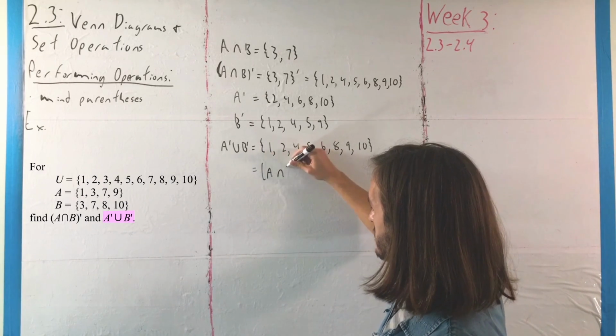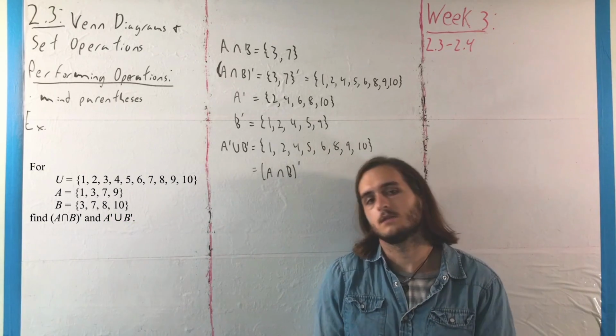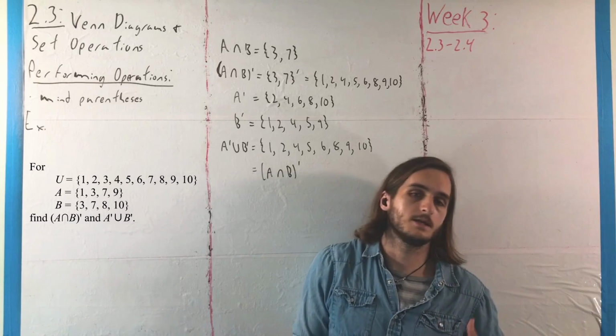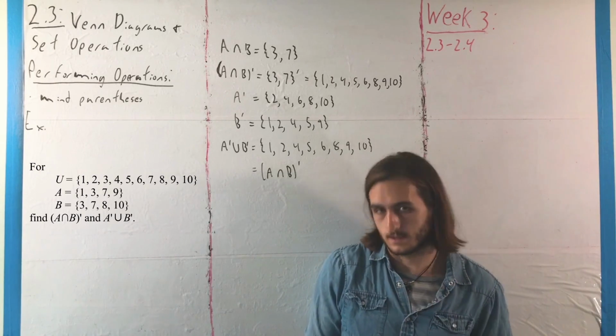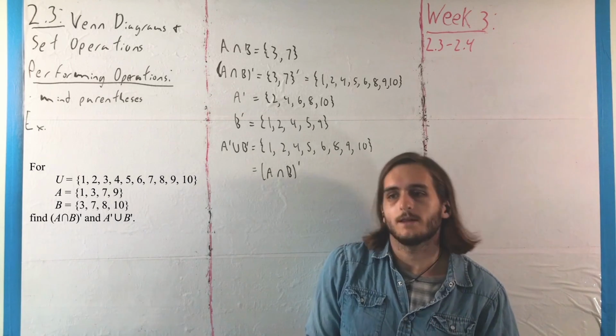we'll get (A intersect B) complement, which hints at a very important set of rules that we're going to be seeing later on in this chapter called De Morgan's laws, or De Morgan's rules if you prefer. But we're not quite there yet.